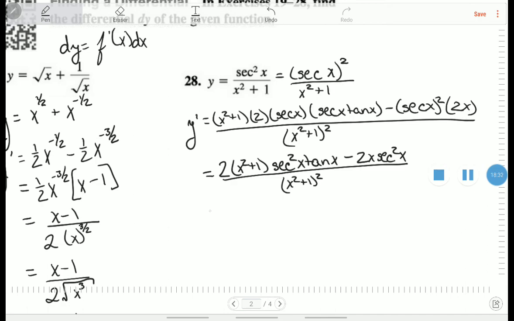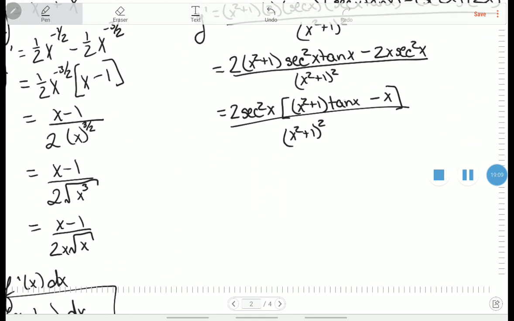So there's not a lot we can do here. Both of these groups have a 2 and a secant squared in common. That's the only thing I'm going to be able to factor out. That's going to leave us with x squared plus 1 times a tangent of x from the first group and a minus x from the second group. We factored that secant out. And that's over x squared plus 1 quantity squared.